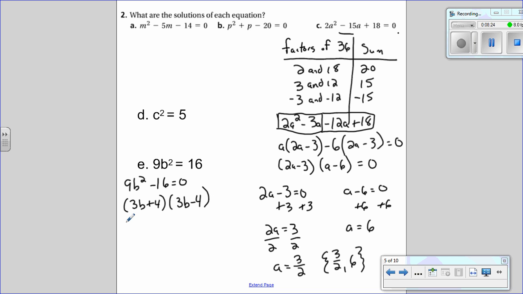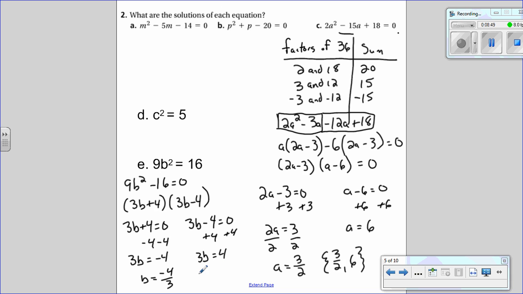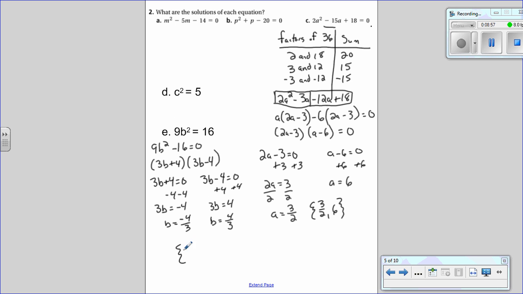And I take each one of these, set it equal to 0. Subtract 4, 3b equals -4, divide by 3, I get b equals -4/3. And over here, add 4, divide by 3. So on this one, our solution would be -4/3 and +4/3.